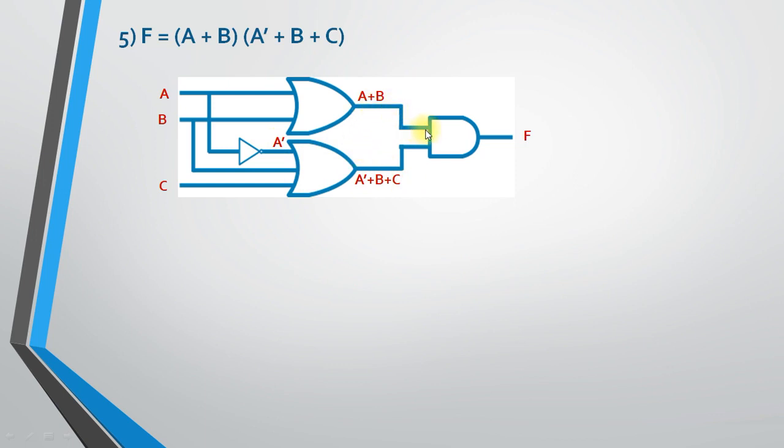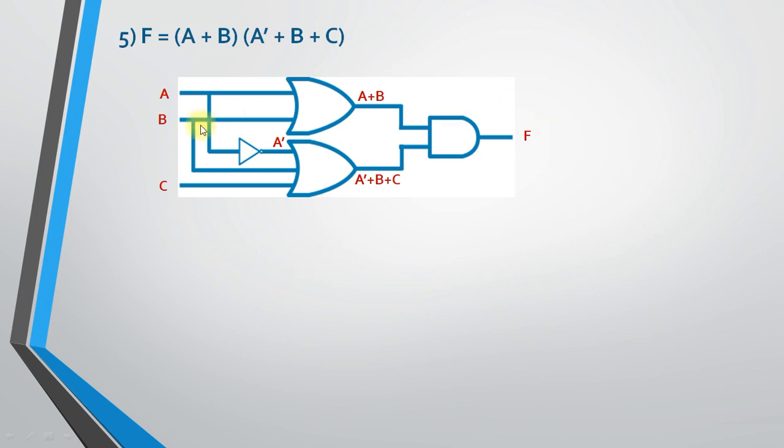This is the first input line that goes inside the AND gate. This is the second input line that goes inside the AND gate. AND gate can be represented by the multiplication sign. So we can place one bracket for A plus B and a second bracket for A dash plus B plus C. And finally you will get the answer as F.